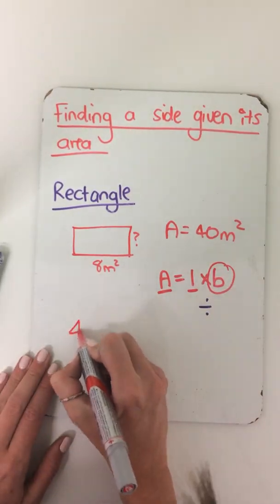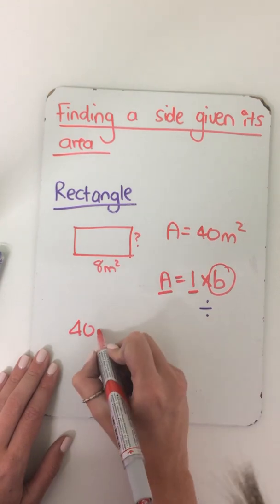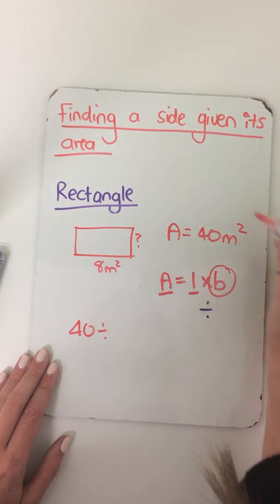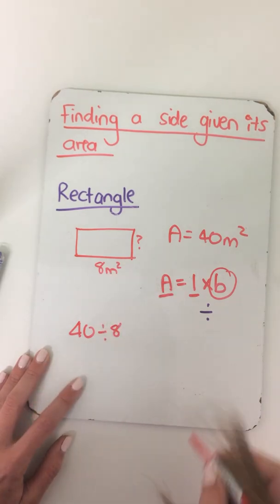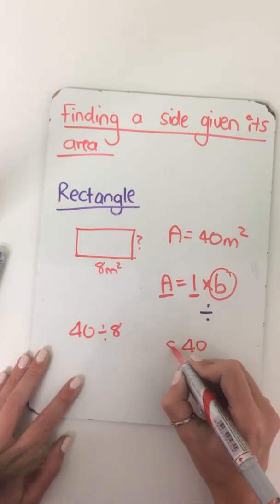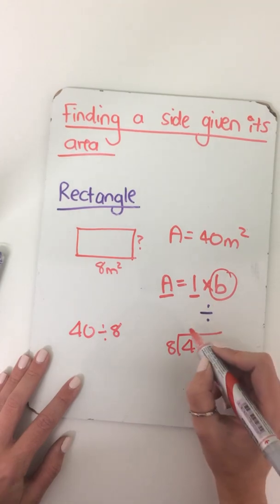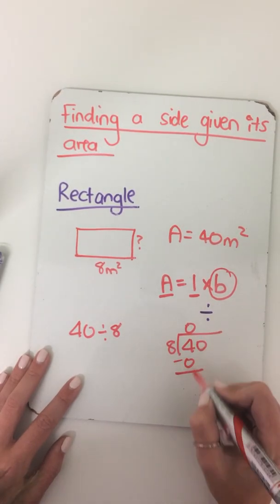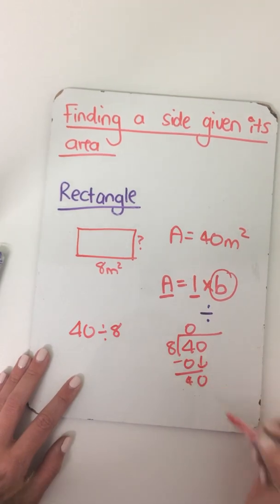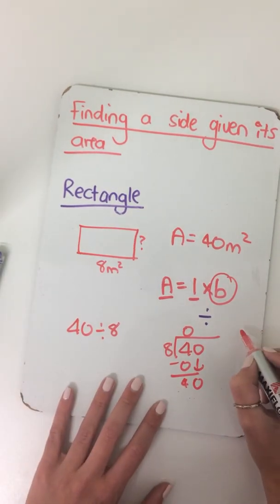So I'm going to take my 40 meters squared, which is my answer, the area, and I'm dividing it by 8, which is the length. Let's do long division to help us. 8 into 4 goes 0 times. 8 times 0 is 0. 4 minus 0 is 4. Bring down the 0.